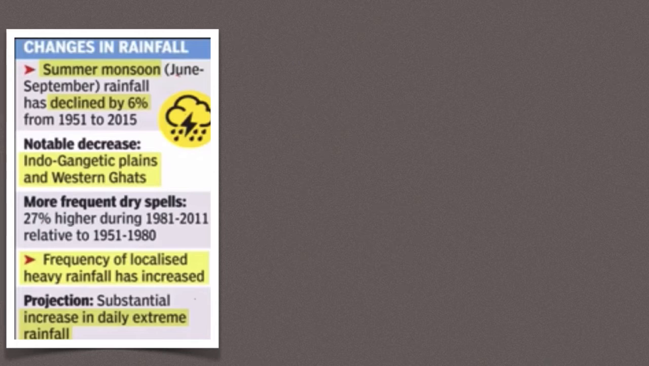Localized heavy rainfall, also called cloudburst, has also increased. Recently, we have had severe cloudbursts in Uttaranchal, Chennai, Mumbai, and several regions in the country. Suddenly there will be a short period of very heavy rainfall, causing major disasters. It is also predicted that daily extreme rainfall would increase.